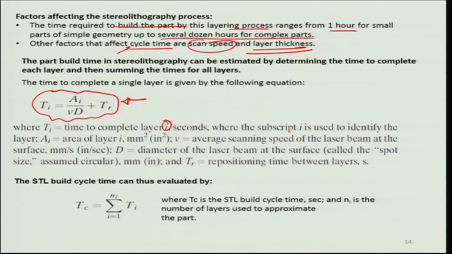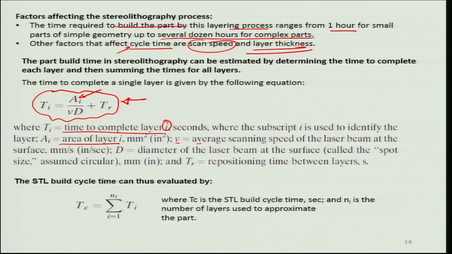The total time needed to complete a layer i, in seconds, can be given by the area of this layer i that you are trying to print, in mm square, divided by the velocity diameter product of the scanning laser beam.